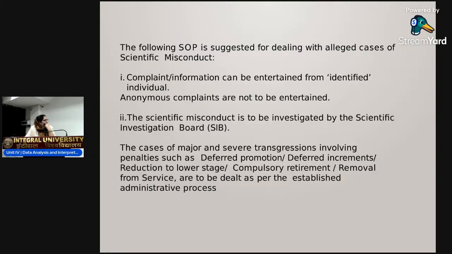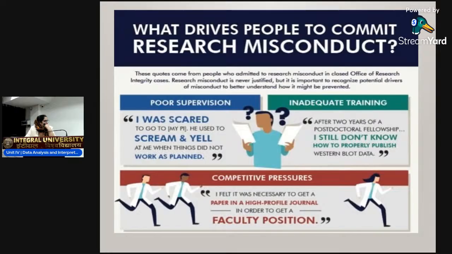So all the cases have to be investigated by SIP. Every institution is mandatory for institutions to have SIP or IAIP. Why? So this is a good cartoon which is telling us about what drives people to commit misconduct. Okay, the first and foremost responsibility we have given on the supervisors, poor supervision, inadequate training. It all boils down to poor supervision, poor training.